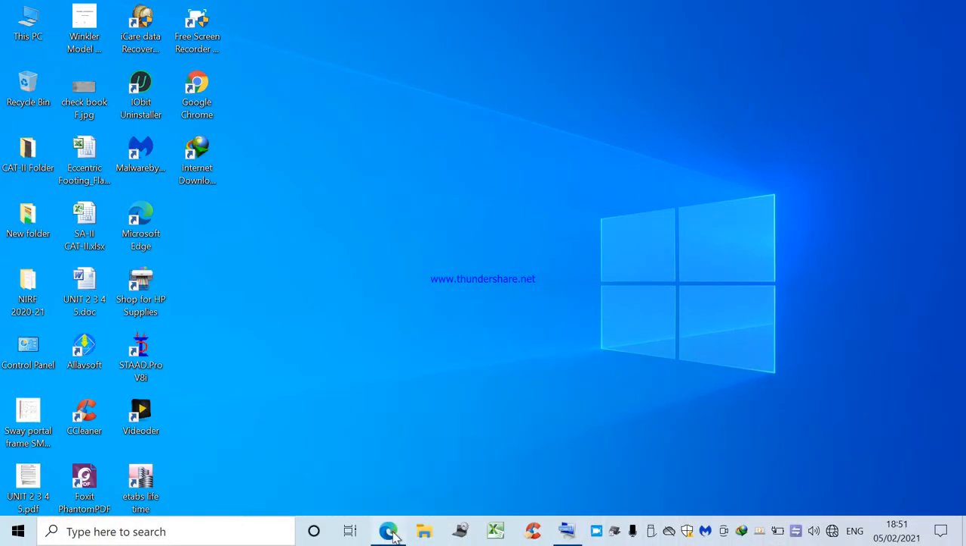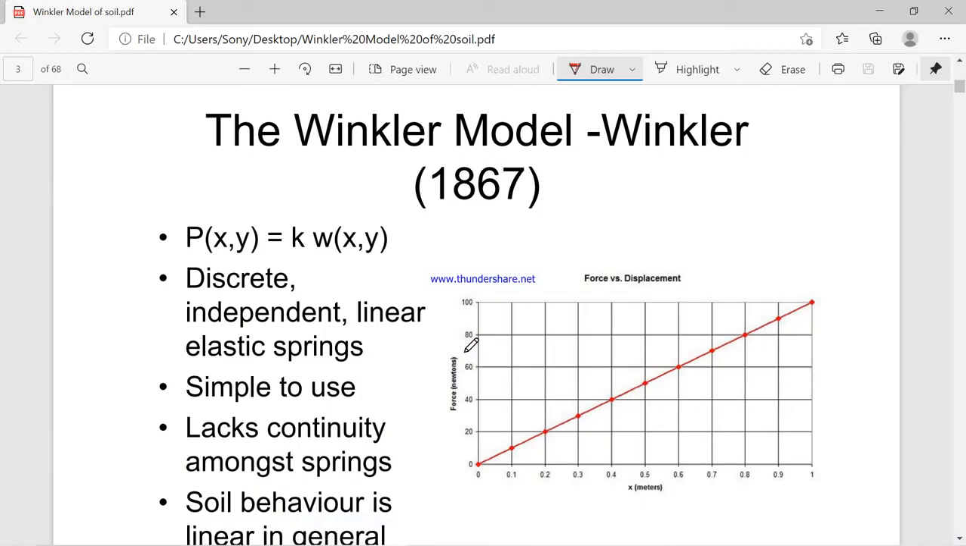Today we will see the remaining portion of unit number 3 of earthquake resistant design, that is the Winkler model, which was first derived by a scientist called Winkler in 1867. This theory is all about foundations subjected to a soft medium, or we can say a spring medium.